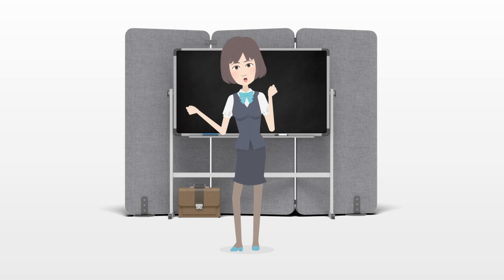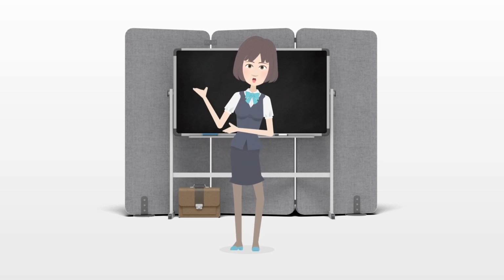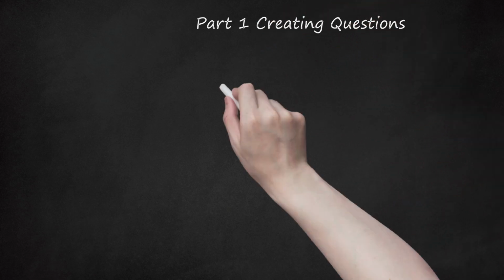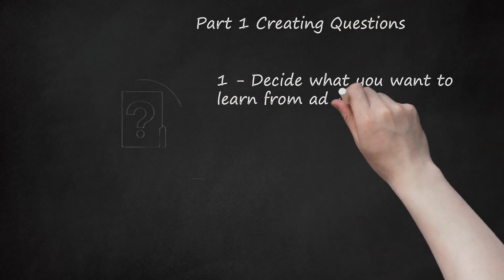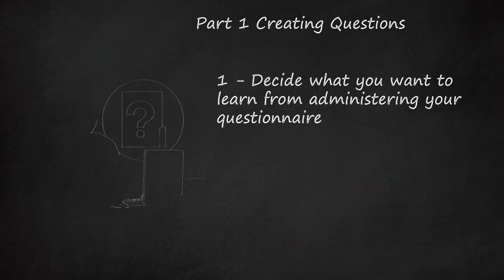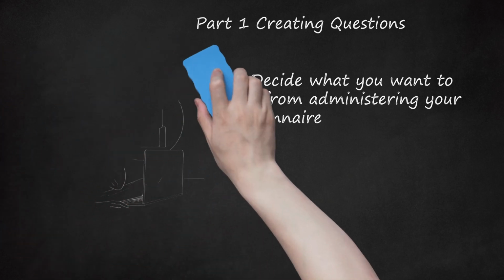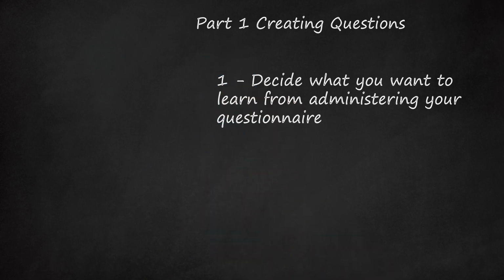Making a questionnaire can seem very straightforward, but unless it is designed properly, the results can be skewed and unreliable. Part 1: Creating questions. 1. Decide what you want to learn from administering your questionnaire. Ask yourself what data you require and how you will use it. This will help you come up with useful questions, as well as the order in which you will ask them. Ideally, the questionnaire will be short, so decide which of your goals are essential and which might be unnecessary.